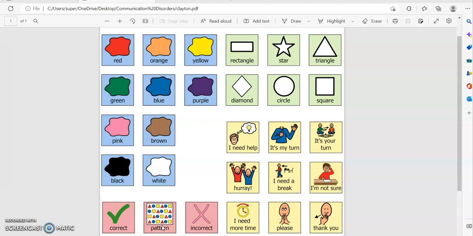It is a little simple, and I think the vocabulary is a little basic, so next time I might want to introduce some new words or phrases into the communication board. But overall, I think it's effective for what the activity is.